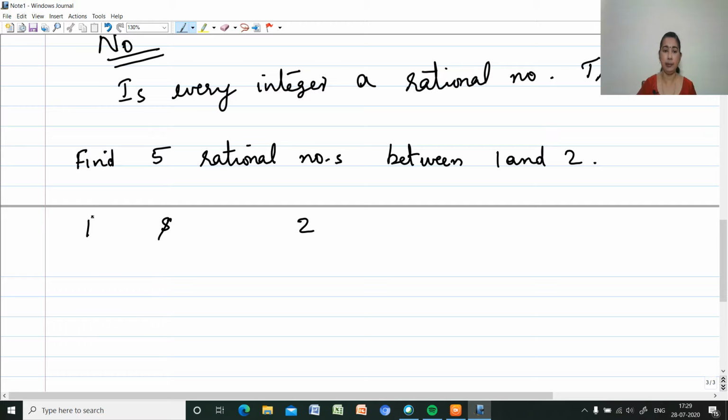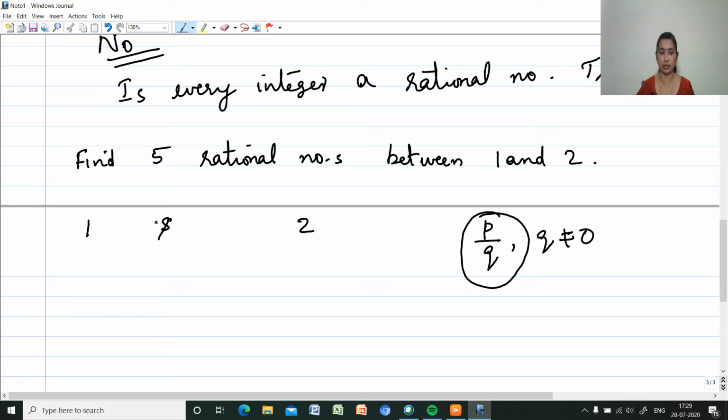Rational numbers means decimal numbers or fractions, and the definition of a rational number is that it is of the form P by Q where Q is not equal to 0. A rational number should always be written in the form P by Q where Q is not equal to 0. So we have to write 5 numbers between 1 and 2 in the form of P by Q.